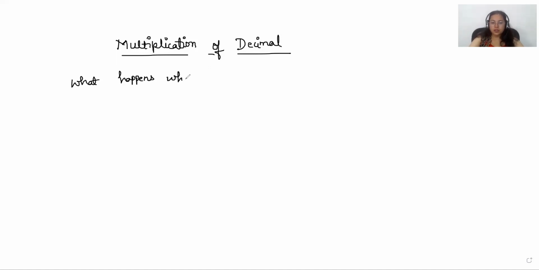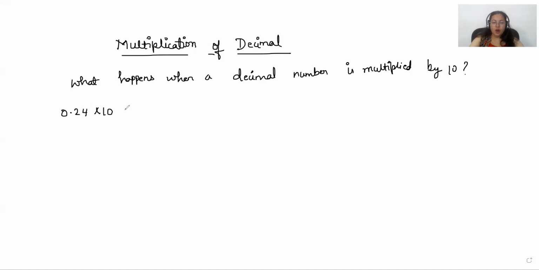Let's take an example, 0.24 multiplied by 10. What you need to do is just shift the decimal one place. If there is 10, just shift the decimal one place. So it becomes 2.4. So let's solve this.